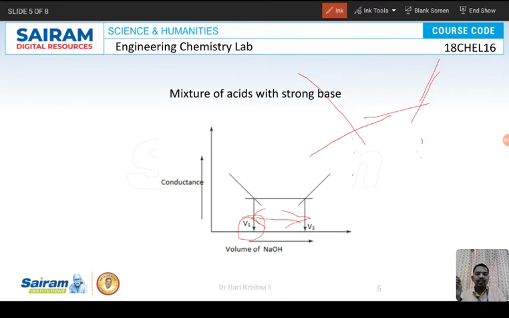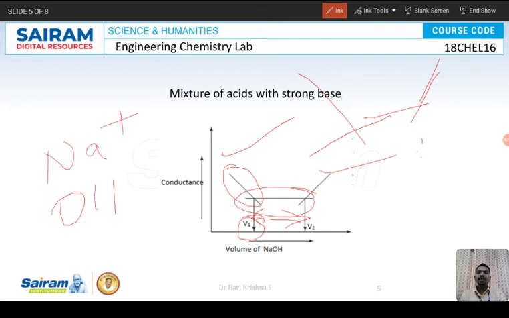You can see this curve. This curve represents the decrease in conductance. This is for HCl. This is for acetic acid. And what is this? When both the acids are neutralized, what will happen? The extra NaOH will remain in the beaker as Na plus and OH minus. The mobility of OH minus is very much greater than the mobility of Na plus. As the concentration of OH minus ion increases, the conductance also will increase. This is represented by this.